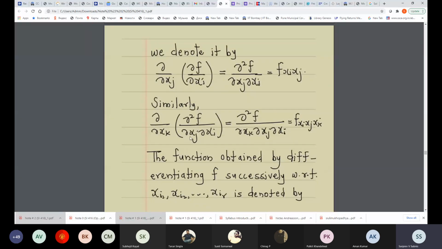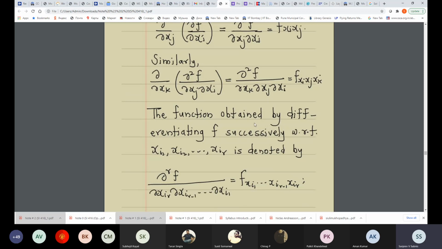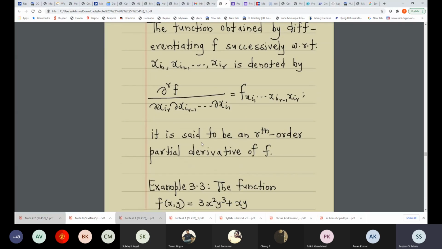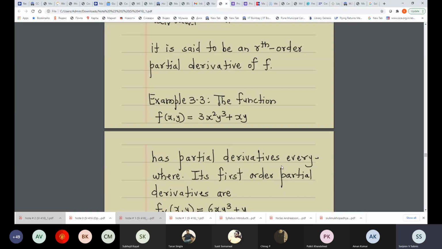Similarly, this can be looked upon as a function on D, and then you take the partial derivative of this with respect to xk, and you can go on taking partial derivatives with respect to the other coordinates of the vector x. The function obtained by differentiating f successively with respect to xi1, xi2, ..., xir is denoted by this, and it is said to be an rth order partial derivative of f.